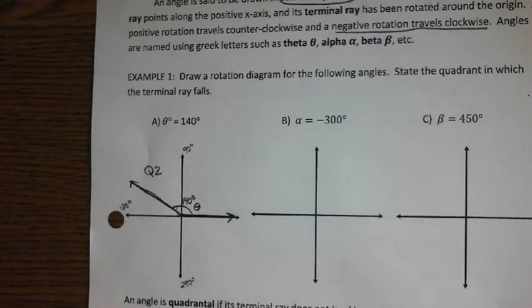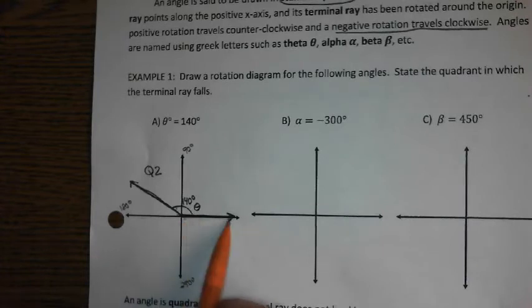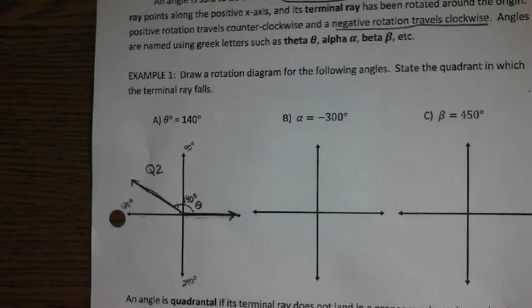What does the initial ray? The initial ray always starts on the x-axis, headed to the right. The positive x-axis is always the initial ray. Okay?